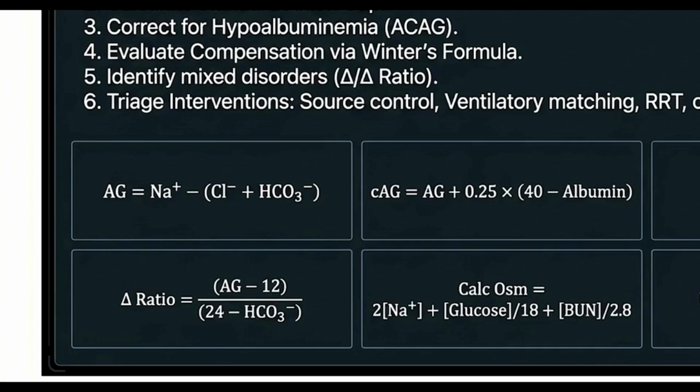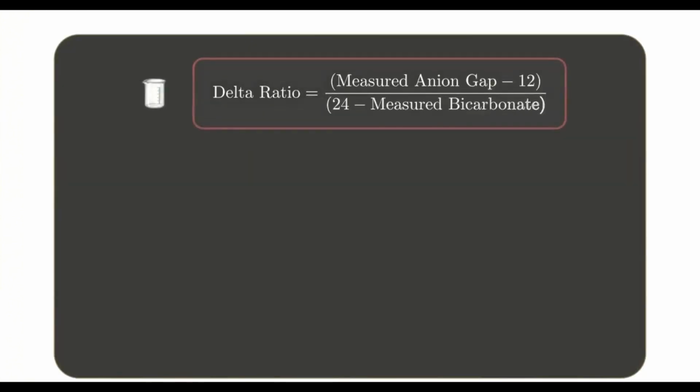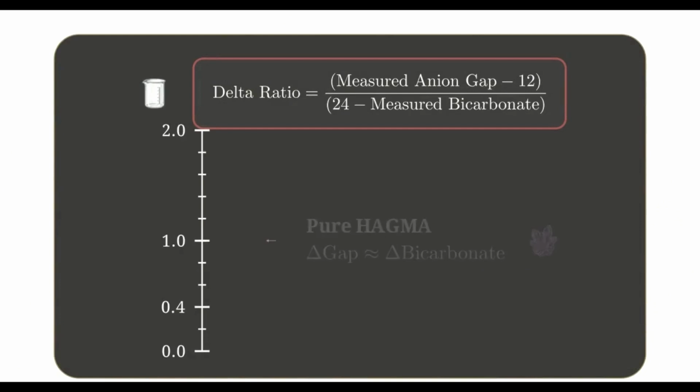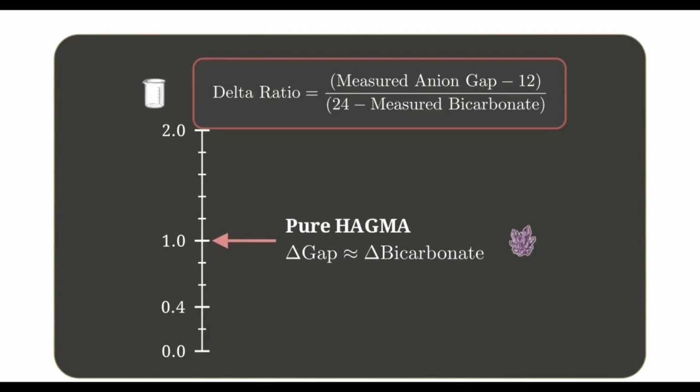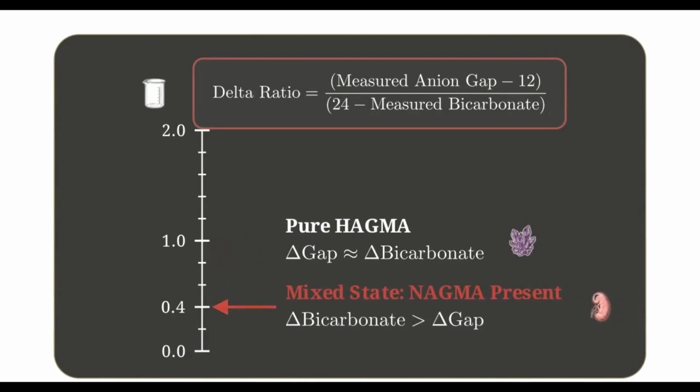This checklist section displays the quantitative tool required to isolate and track these concurrent mixed disorders, the delta ratio. The formula divides the change in the anion gap by the change in the bicarbonate concentration. Evaluating the ratio allows us to distinguish between a pure HAGMA, a pure NAGMA, or a mixed state. A ratio near 1 indicates a pure high anion gap process. A ratio significantly below 1 confirms a concurrent normal gap acidosis.